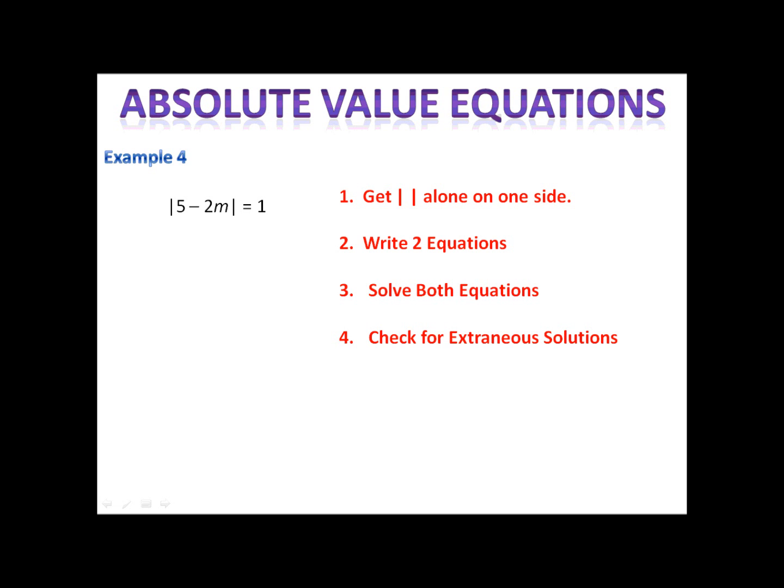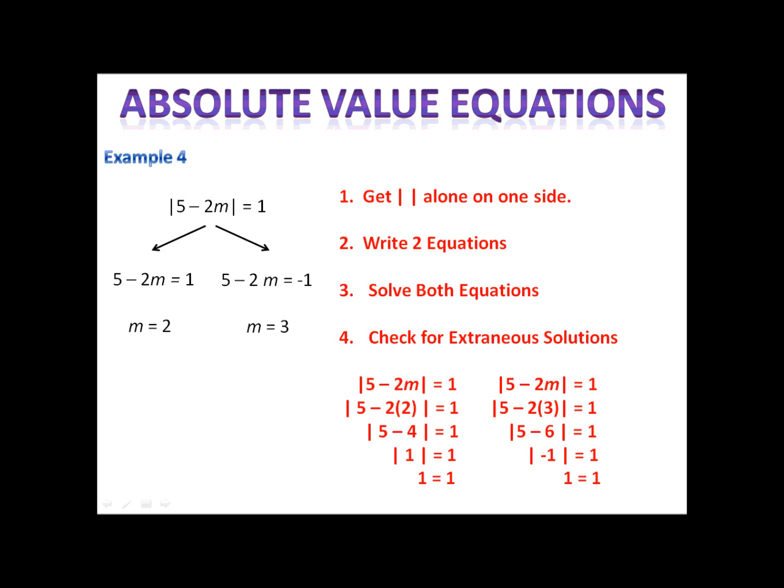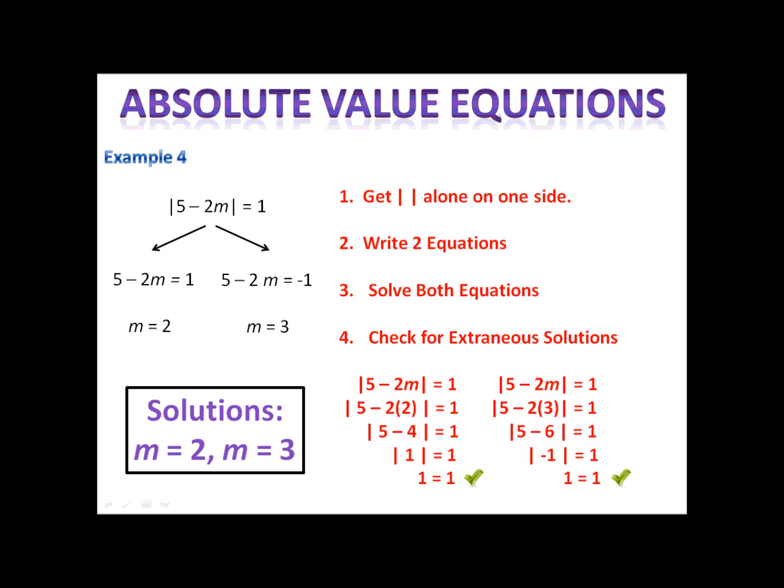Let's see how you did. Our two equations are 5 minus 2m equals 1 and 5 minus 2m equals negative 1. That gave us m equals 2 and m equals 3. I have to do my check, and I do that by plugging my solutions into the original equation. In this case, both of them worked, and so my solutions are m equals 2 and m equals 3.